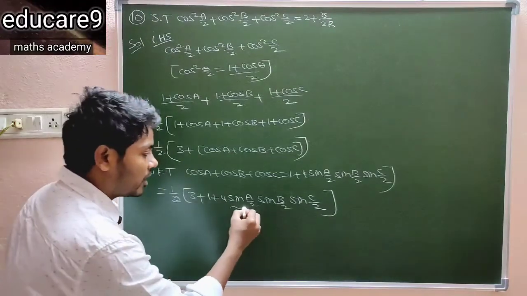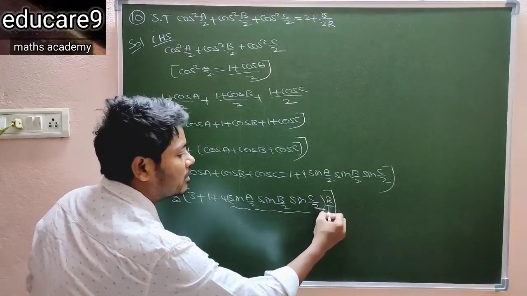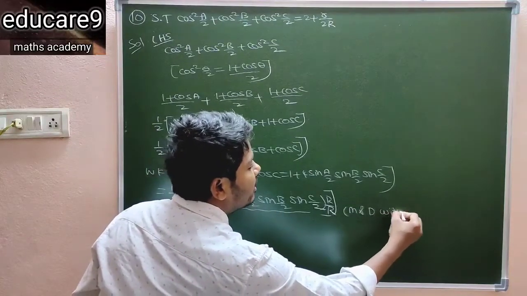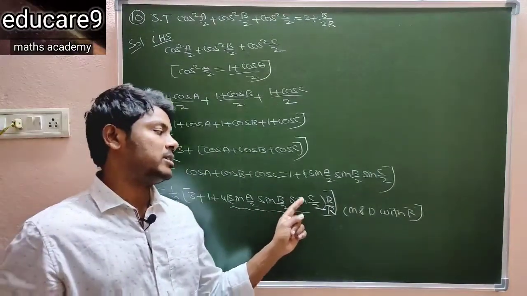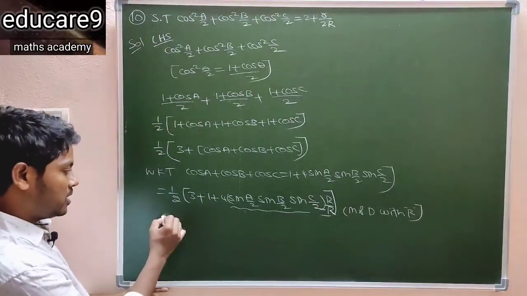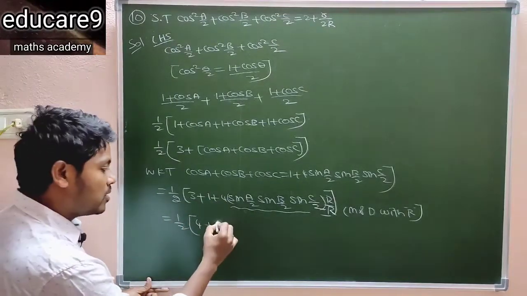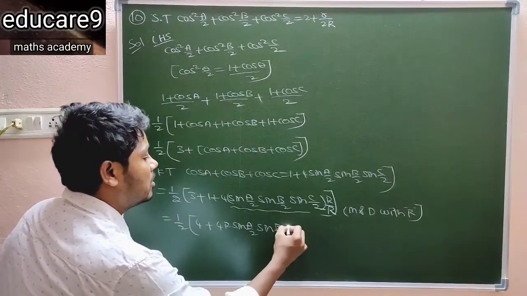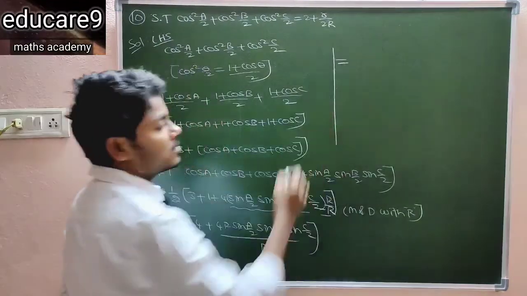Now here for this term we have to multiply and divide with capital R. Okay. So since here, write, multiply and divide with capital R. So because we have the formula of 4r sin A by 2 sin B by 2 sin C by 2, that is small r. So that's why I multiply and divide with the capital R. Now this is 1 by 2 times of 3 plus 1, 4. See here this one, 4r sin A by 2 sin B by 2 sin C by 2 divided by capital R. So this is what?